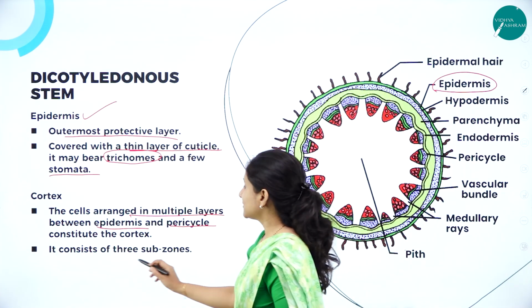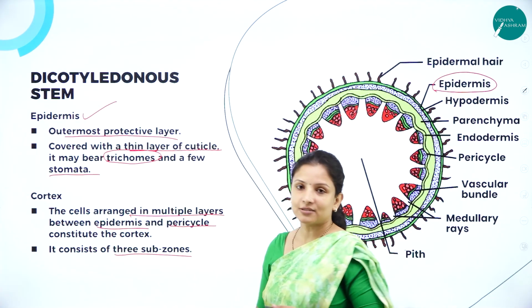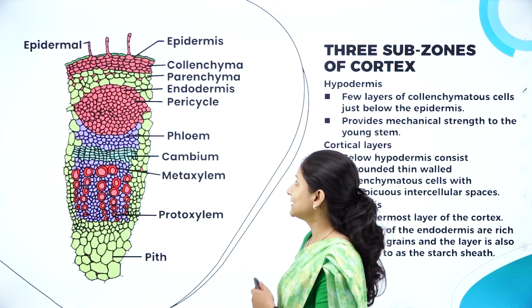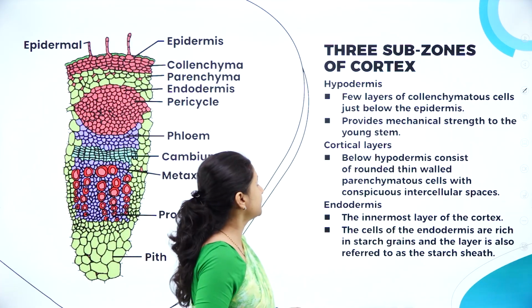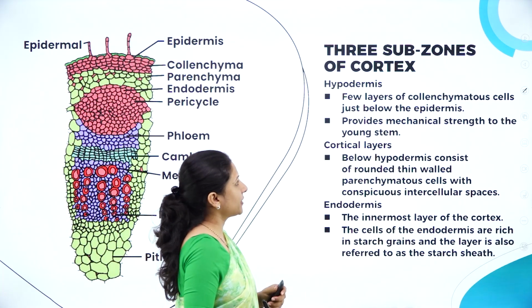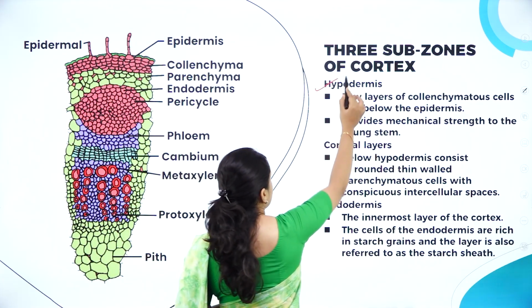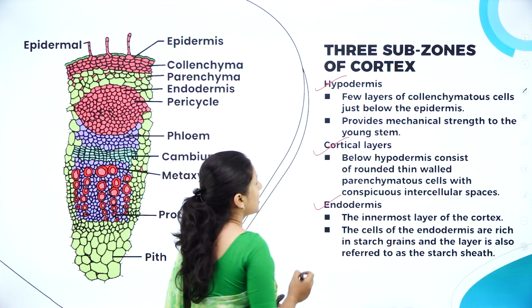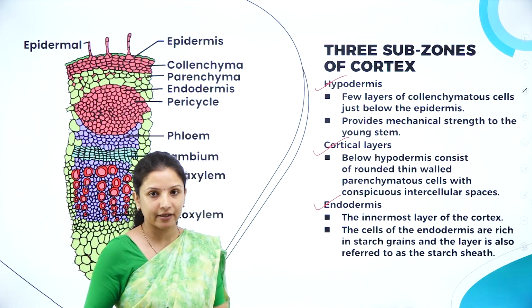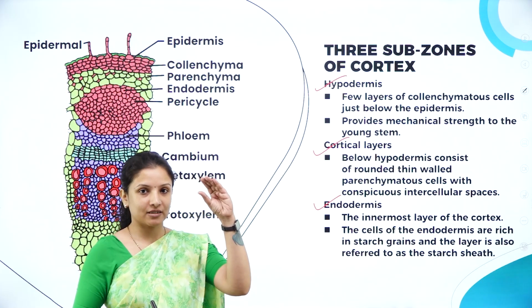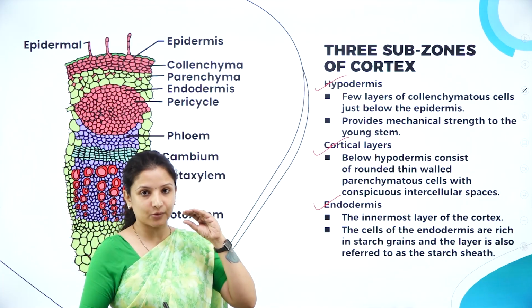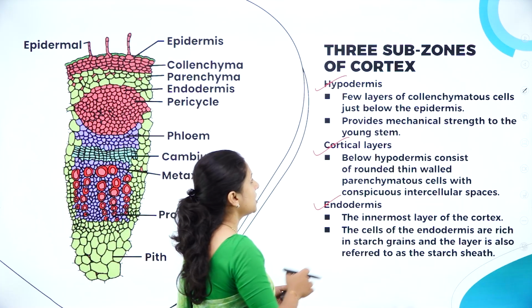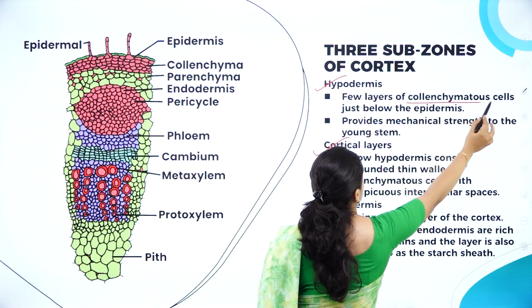And the cortex is again divided into three subzones. So what are the subzones? Let's look into it. The three subzones of the cortex are the hypodermis, the cortical layers and the endodermis. Hypodermis: in a dicot stem, in the cortex region, the first few layers that we see are made up of collenchymatous cells.